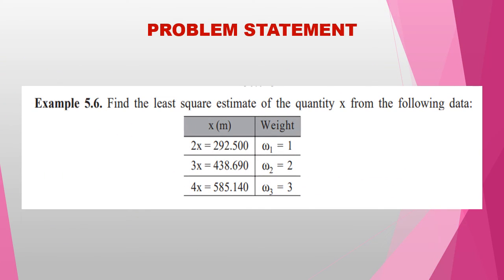The problem statement is as follows: find the least square estimate of the quantity x from the following data. In the left column of the table, we are provided with the x values in meters as 2x equals 292.500, 3x equals 438.690, and 4x equals 585.140. On the right side of the column, we have omega 1 equals 1, omega 2 equals 2, omega 3 equals 3 as the weights respectively.